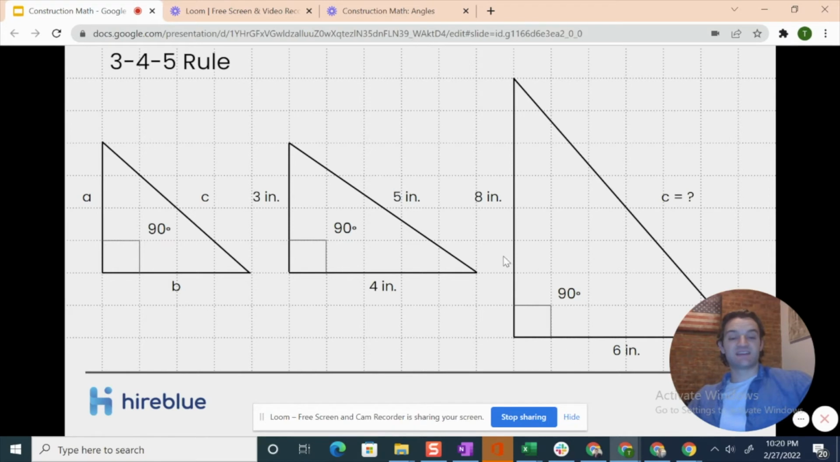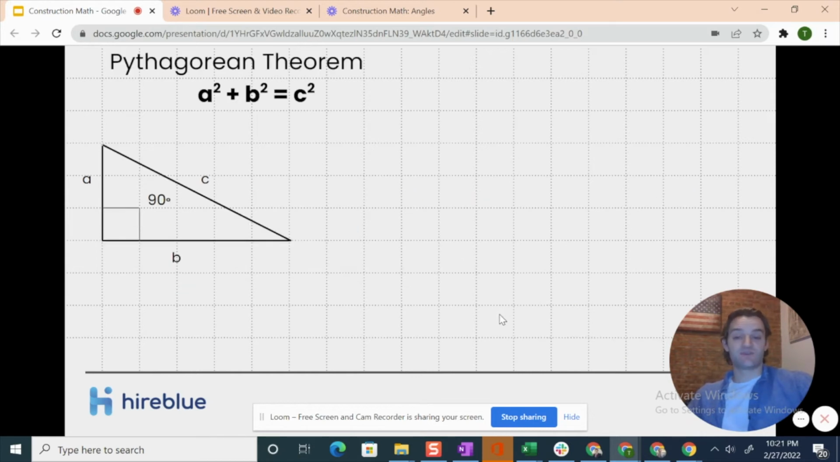And then you have the 6-8-X rule, right? So what is the hypotenuse when you have a side of 6 and 8 following the 3-4-5 rule? Well, that's simple. 3 times 2 is 6, 4 times 2 is 8, 5 times 2 is 10. So in this case, C equals 10.